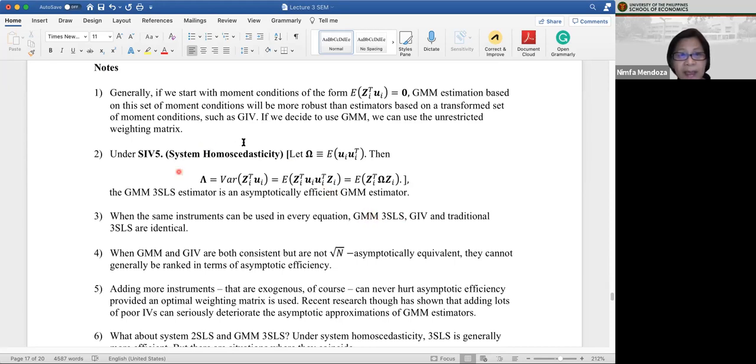So you use GMM three-stage least squares only if the system homoscedasticity assumption is satisfied. Note that we did not use this assumption when we had the minimum chi-squared estimator. So you can look at GMM three-stage least squares as a restricted version of the optimal GMM estimator.